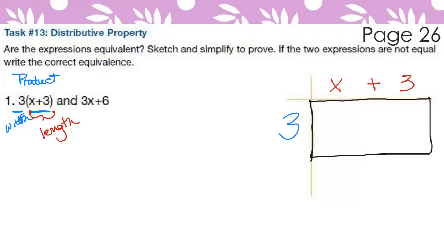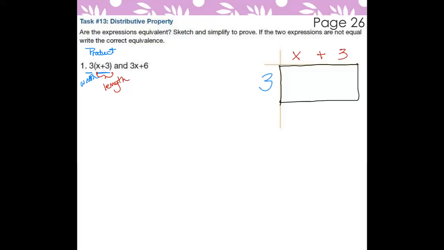Okay? So width and length. Now, is that the same as 3x plus 6? Well, we need to draw a picture. Okay? So, I'm going to do this down here. Okay? This is the sum of two smaller rectangles. All right? So, what is the area of my first rectangle? What is the area of my first rectangle?